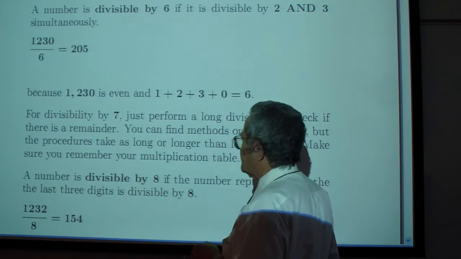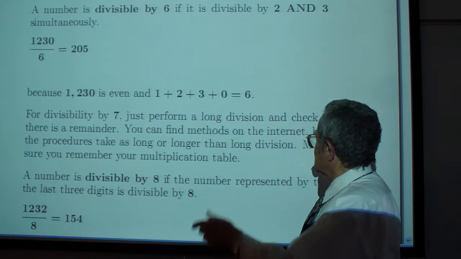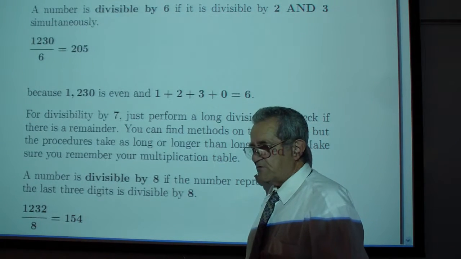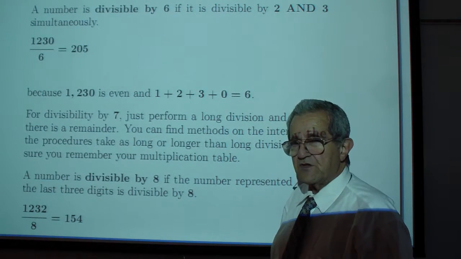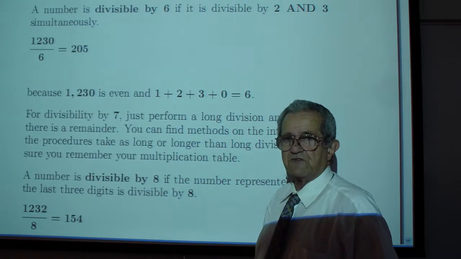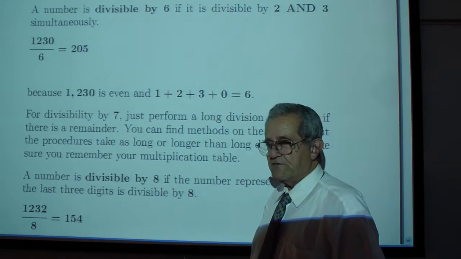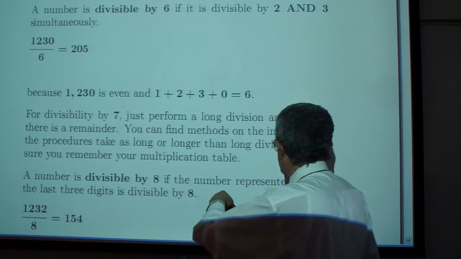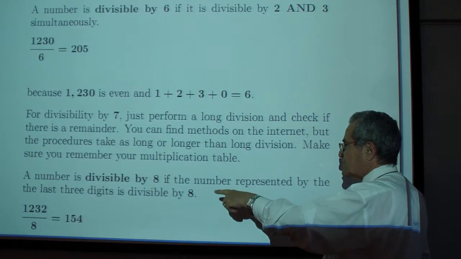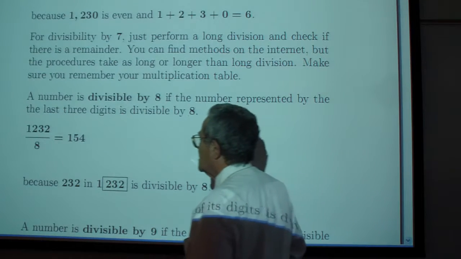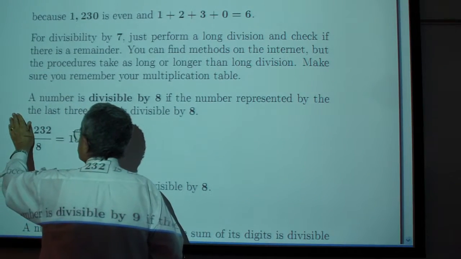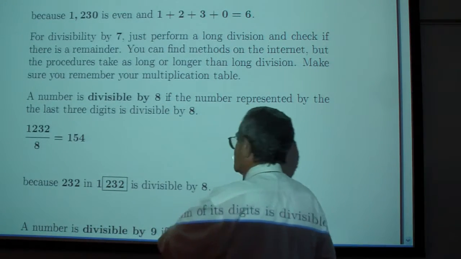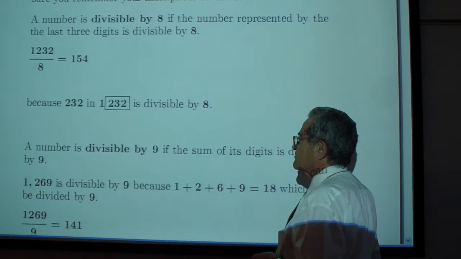And for 7, I don't have a good answer for 7. You can go to the internet, you can find some ways of doing it, but by the time you have finished applying the algorithm from the internet, you might just as well have divided by 7 and see if you have a remainder. A number is divisible by 8 if the number represented by the last 3 digits is divisible by 8. Here is a number represented by the last 3 digits, 232. If you can divide that by 8, you can divide the entire number by 8.